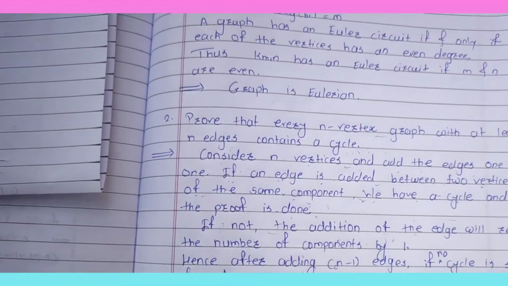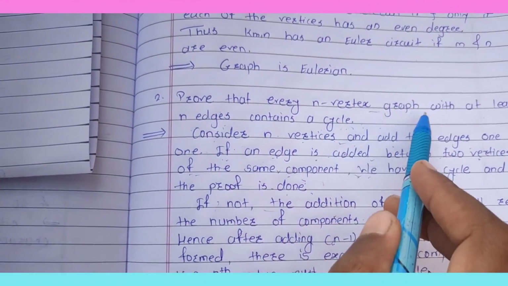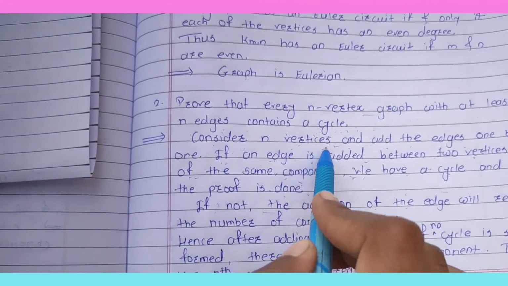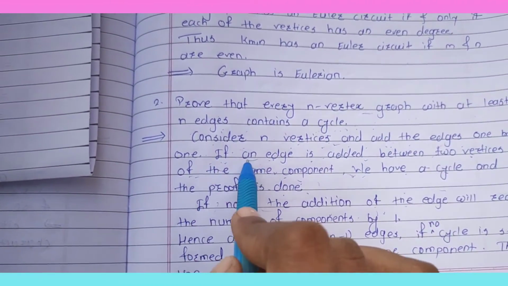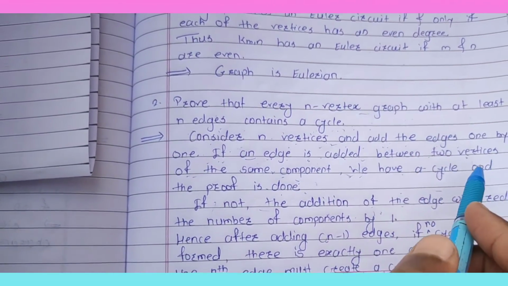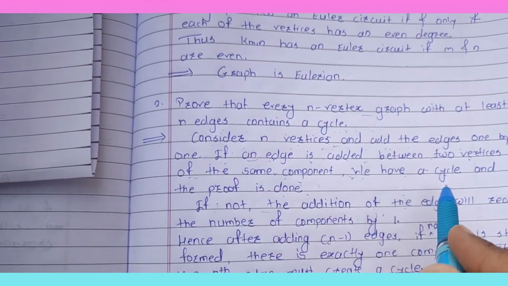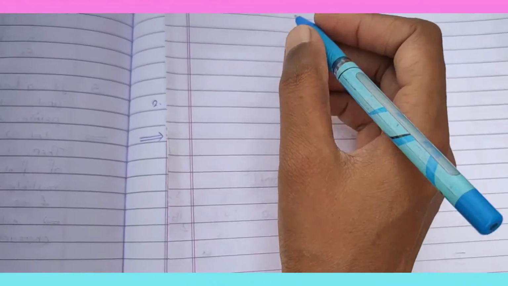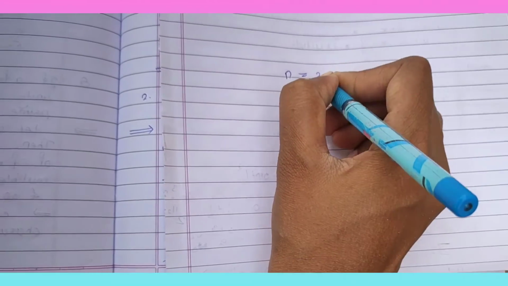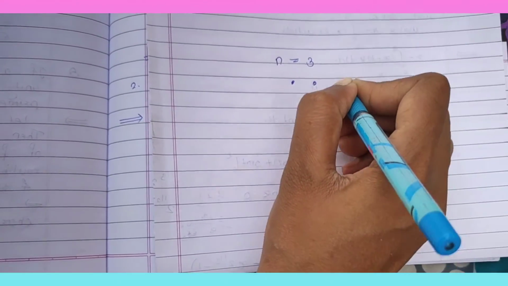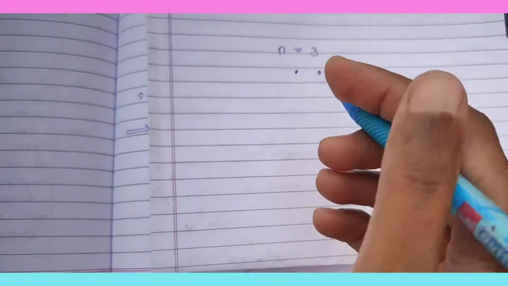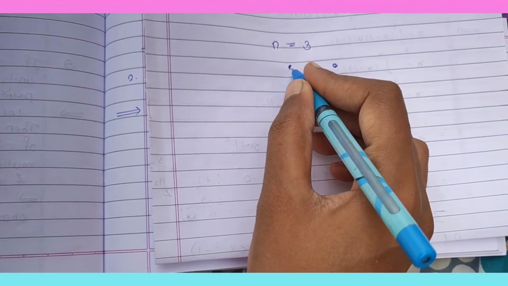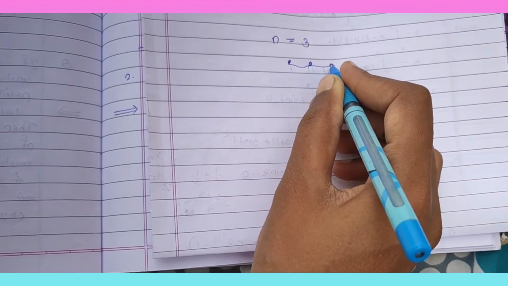Now, the second problem. Prove that every n vertex graph with at least n edges contains a cycle. Solution: consider n vertices and add the edges one by one. If an edge is added between two vertices of the same component, we have a cycle and the proof is done. Means here we consider n equals 3 and here are our 3 vertices. So if we add edges one by one, then we'll add this edge first, then this edge.